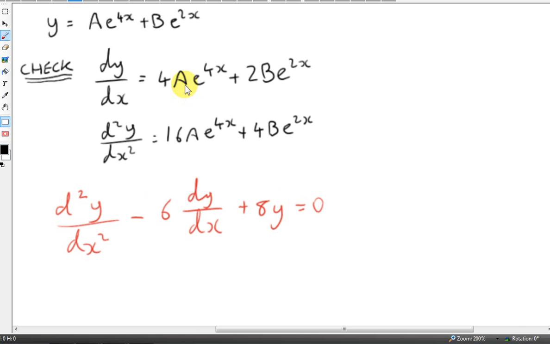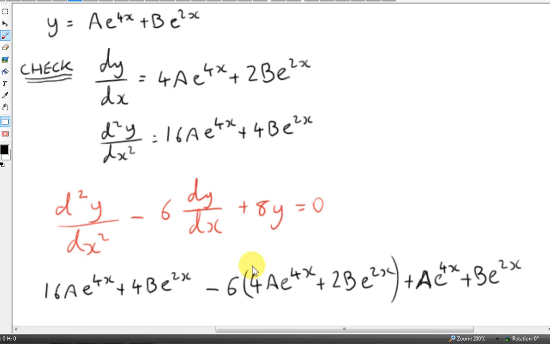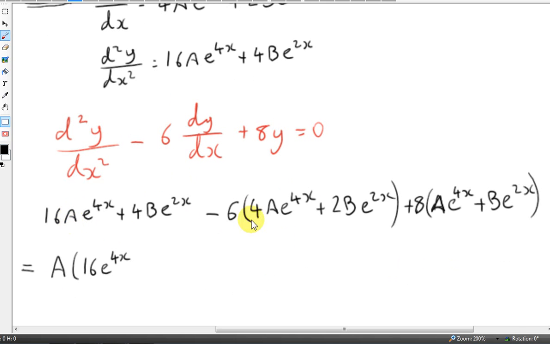So here's our differential equation. Let's plug these three things into it. So we're going to get all of this here for d2y dx2. Okay, so I've plugged in for the derivatives and for y as well, of course. Actually, we have 8 times y. Now I will factorize a out of this. So we have 16 e to the 4x here, and over here we have minus 24 e to the 4x, and over here we have 8 e to the 4x.